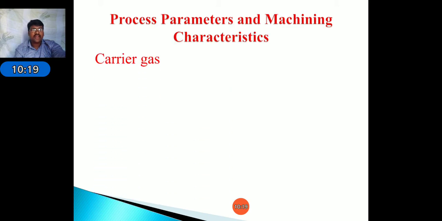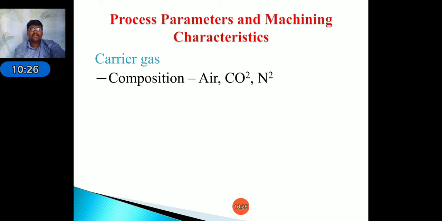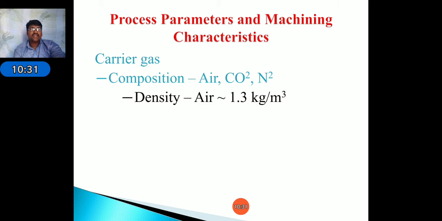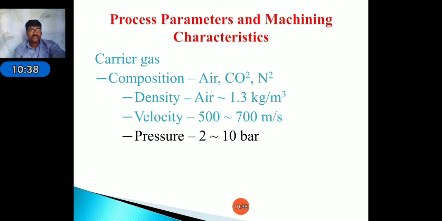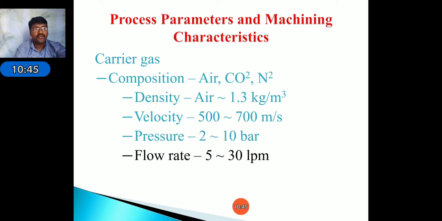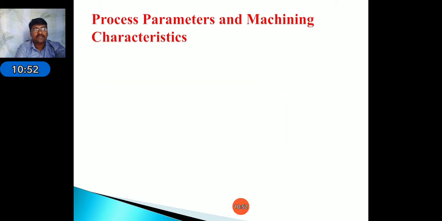Next, coming to carrier gas. The composition of the carrier gas is air, carbon dioxide, nitrogen. Generally, we prefer air. It is free of cost. Next, density, that is 1.3 kg per meter cube. Next, velocity should be 500 to 700 meters per second. Next, pressure should be between 2 to 10 bar. Next, flow rate should be 5 to 30 LPM. These are the carrier gas characteristics.